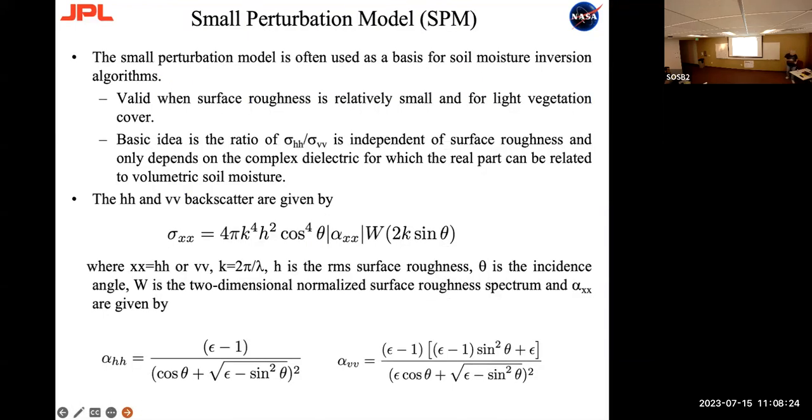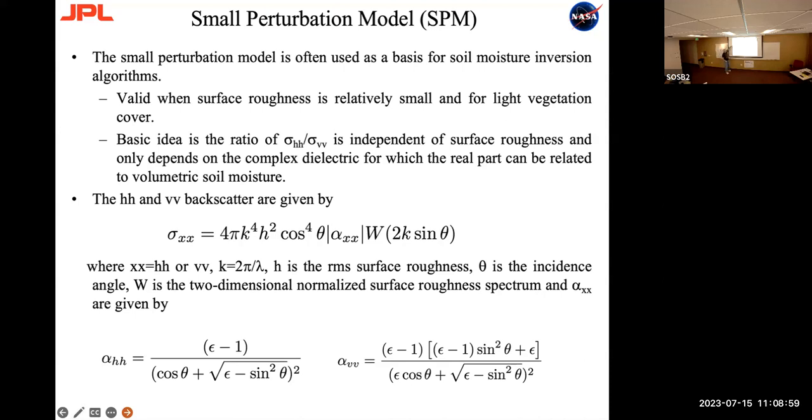Okay, somebody had asked, how do I separate surface roughness from, for instance, soil moisture? Well, that's really complicated in general. I will tell you one of the simplest models, which has worked under simple situations. One model that's out there is called the small perturbation model. It's a backscattering model that relies on an assumption about the surface roughness. It's valid when the surface roughness is relatively small, and works for light vegetation.